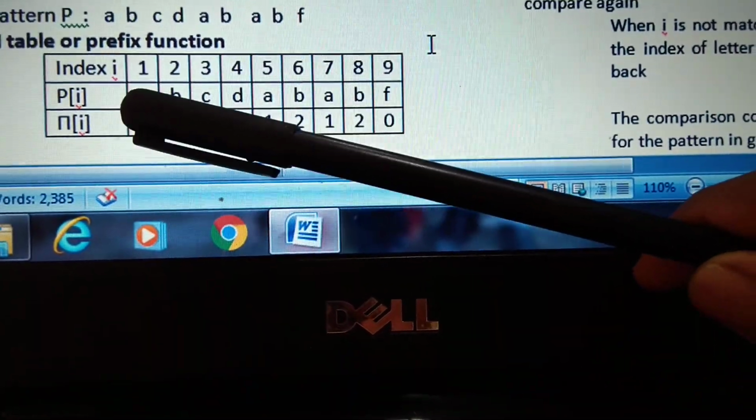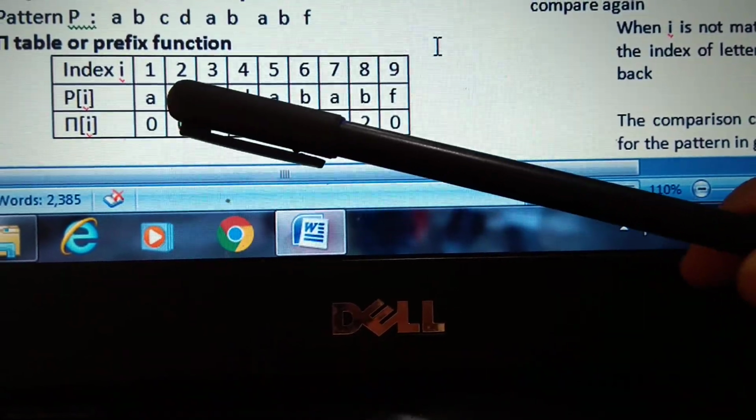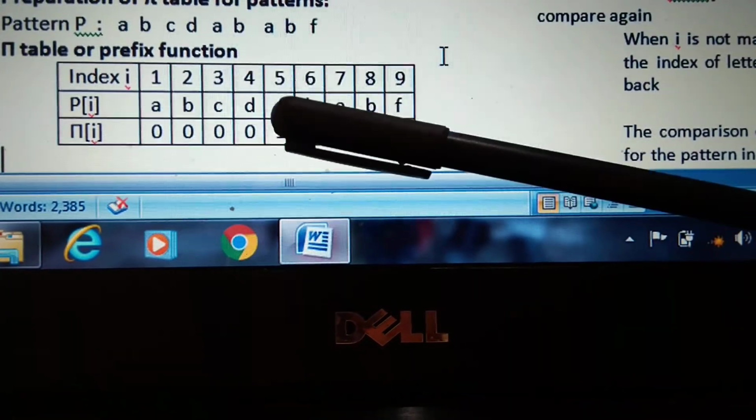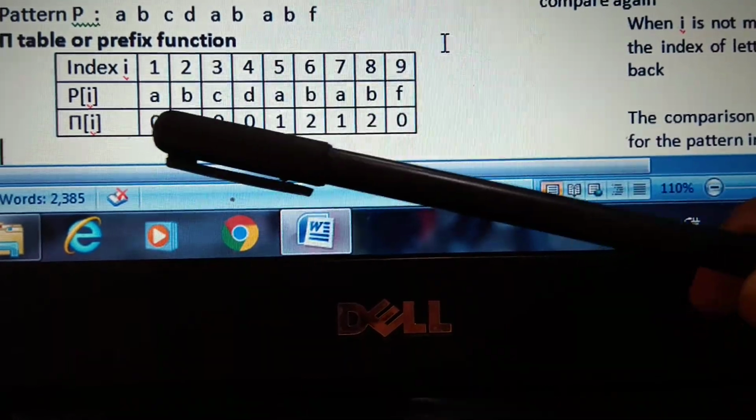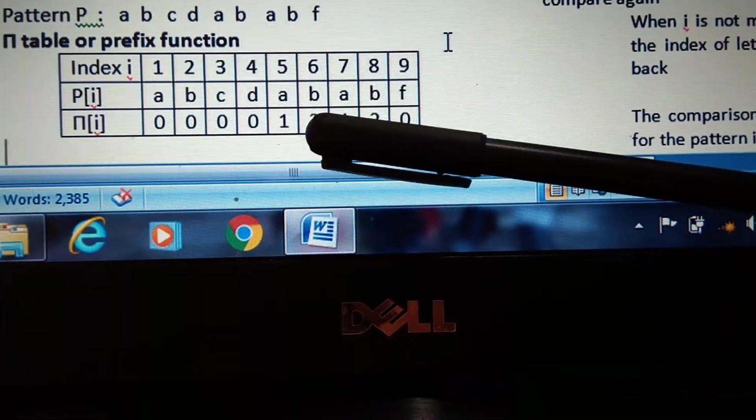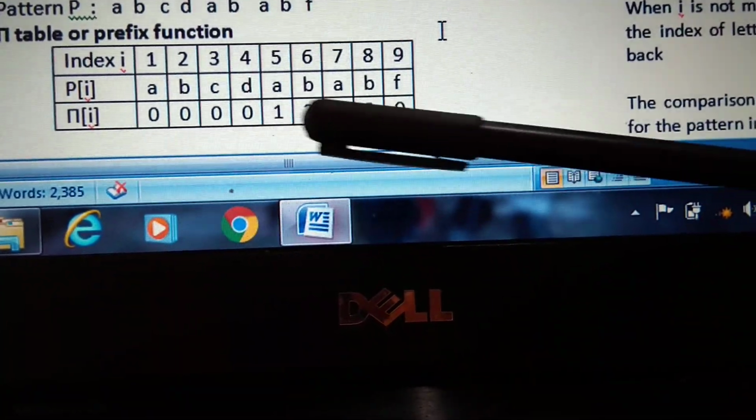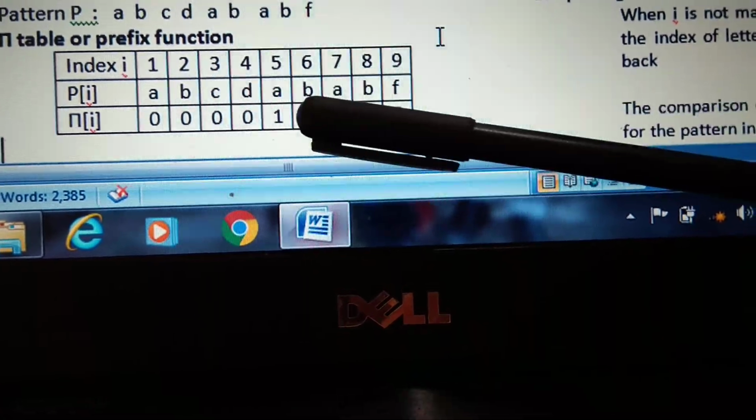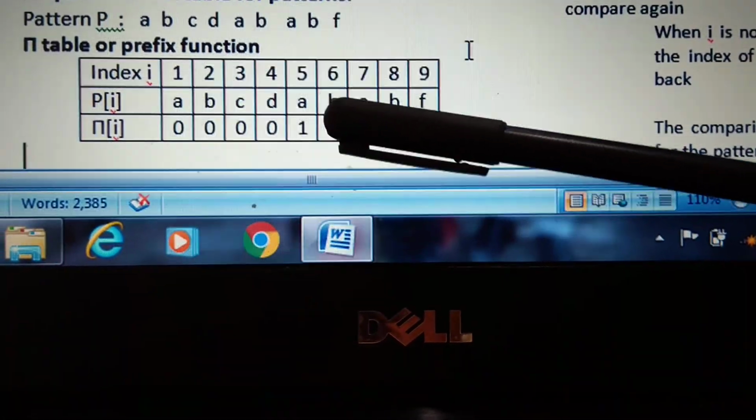Now A is the starting character, so its pi value is 0. B next, this also appeared for the first time, so 0. C 0, D 0. A is repeated, so 1. B is also repeated. So after 1, what number comes next? We give the next number, 2. Next, again the same pattern is repeated, so we have to give the same numbers 1, 2. F is 0. This is the way of creating the pi table for the pattern.